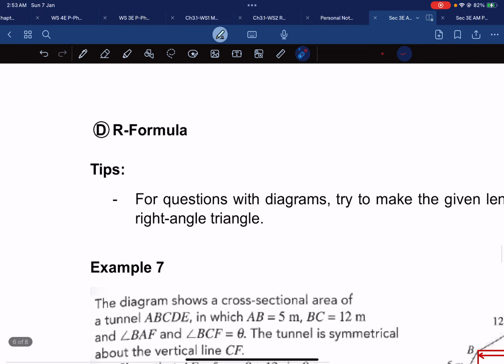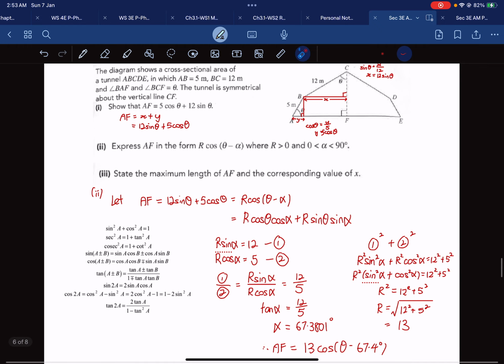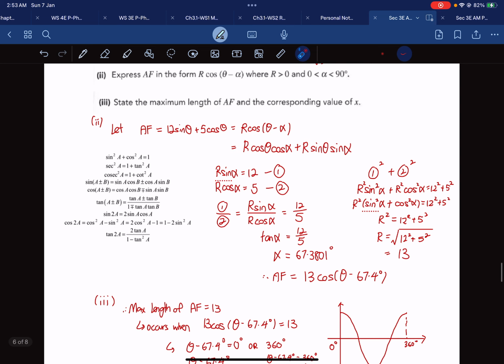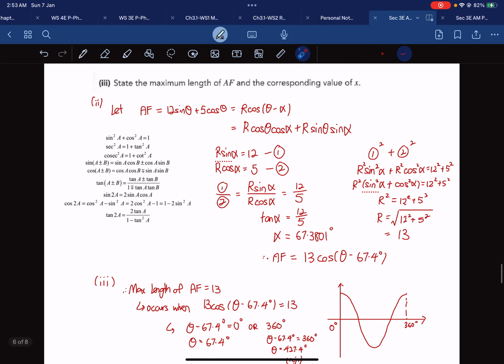And R formula is something that you really need to just memorize how to use. So I won't be spending a lot of time on this, because as long as you memorize this, showing the steps very clearly, you should be able to solve R formula questions without any issue.